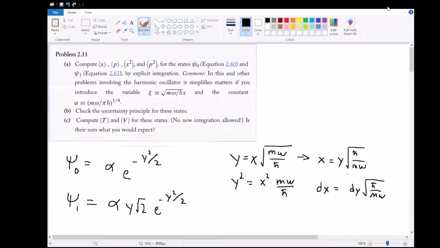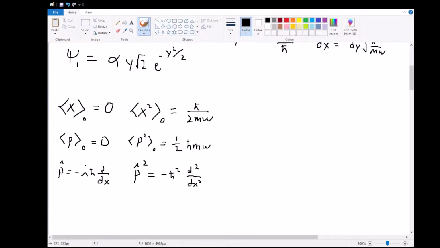Okay, in part B, we're asked to check the uncertainty value for all of these states. So the uncertainty principle, which we learned back then, was that the uncertainty of x multiplied by the uncertainty of p has to be greater than or equal to h bar over 2. And what we're being asked here is to verify that this is true for both the psi 0 and psi 1 state. We'll do the psi 1 state later. We just got the psi 0 state, so let's do that first.